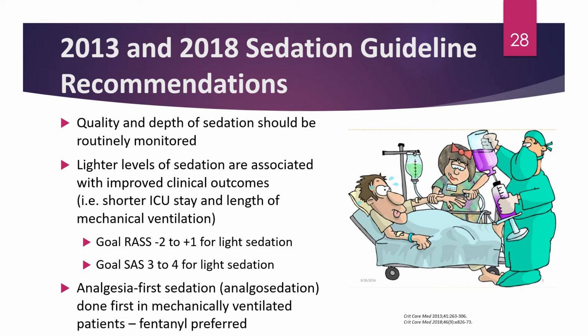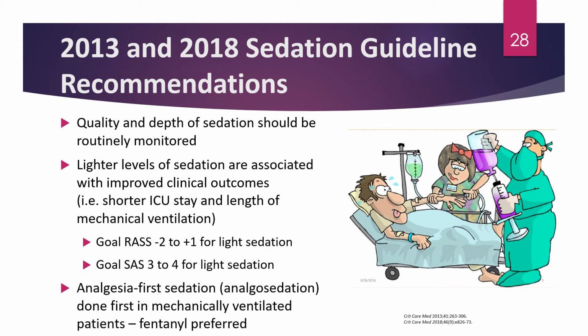Just like we have to know basically the general ranges of our RASS and SAS and what each number kind of means in relation to the middle number, either 0 or 4 for RASS and SAS respectively. We usually want to do analgesia first sedation, or analgosedation, in mechanically ventilated patients.